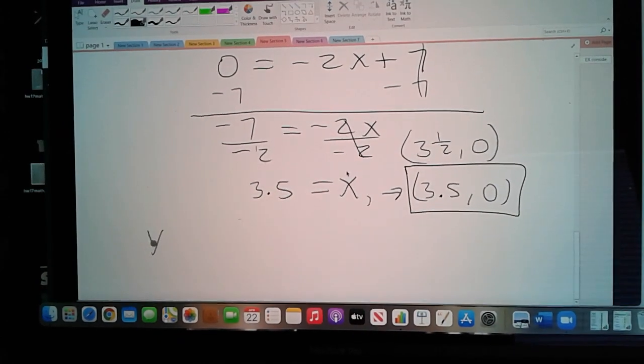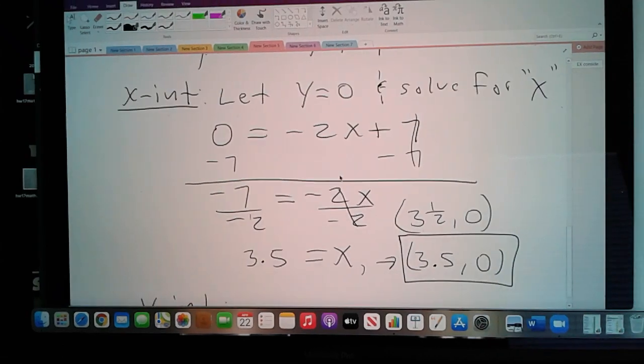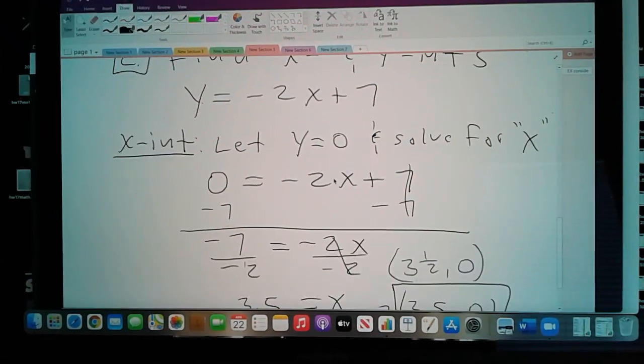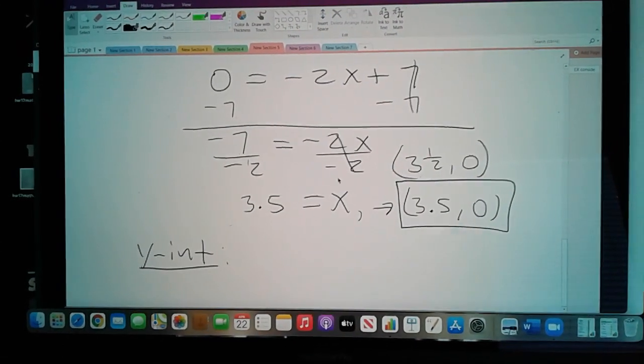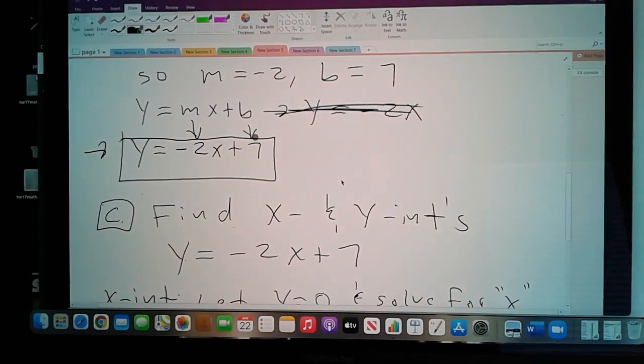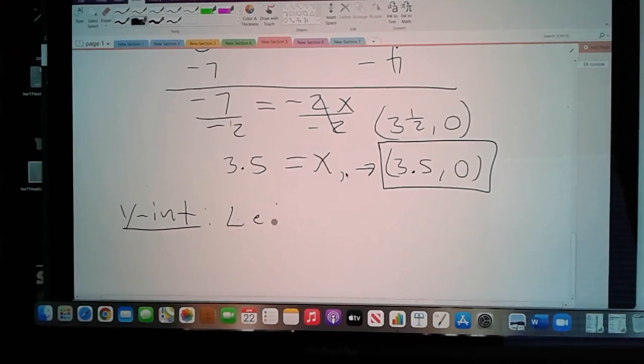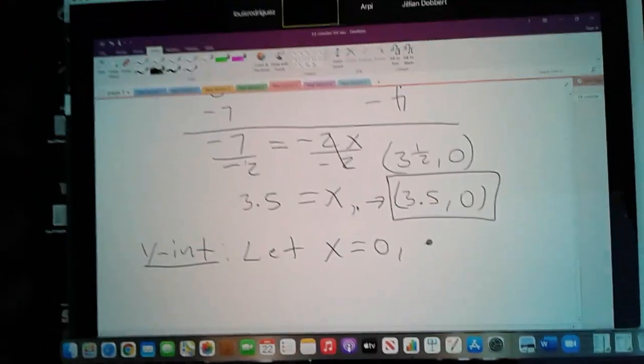Okay, that's the x-intercept. So what about the y-intercept? This is a point at which it crosses the x-axis. This is a point at which it crosses the y-axis. So we actually already know what it is. We know it's going to be 7. Let's prove it. So I'm going to let x be 0 and then solve for y.